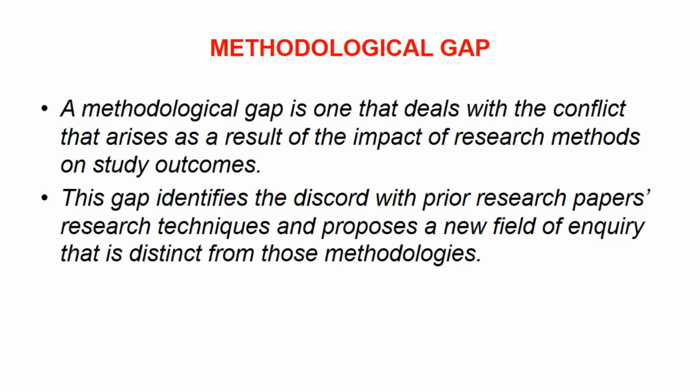And then the methodological gap. A methodological gap is one that deals with the conflict that arises as a result of the impact of a research method on study outcomes. Probably previous studies use more qualitative methods, while we need to look at it from the other point of view, from the quantitative point of view. This gap identifies the discord with prior research papers and research techniques, and proposes a new field of inquiry that is distinct from those methodologies.